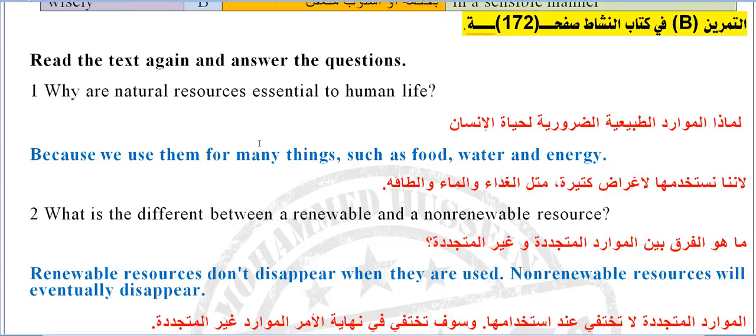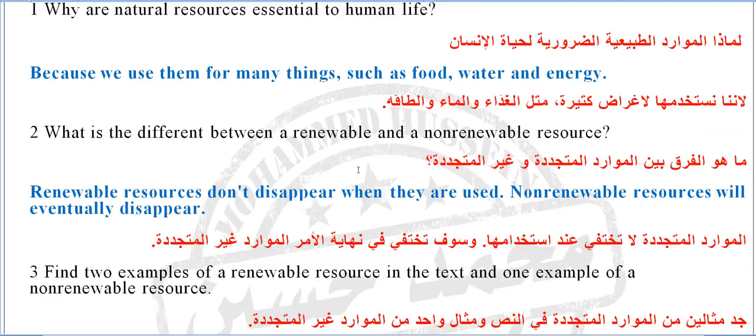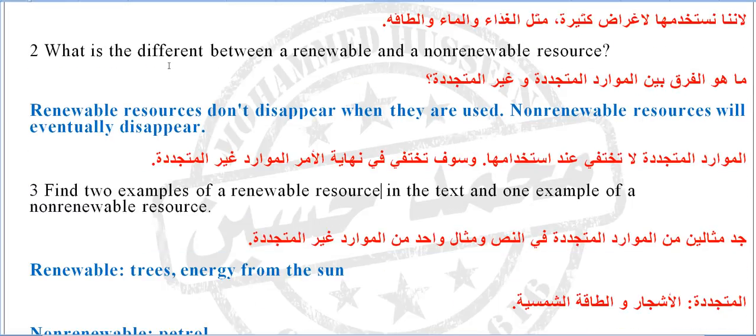Questions on the passage. Why are natural resources essential to human life? Because we use them for many things such as food, water and energy. What is the difference between a renewable and a non-renewable resource? Renewable resources don't disappear when they are used. Renewable resources will eventually disappear.